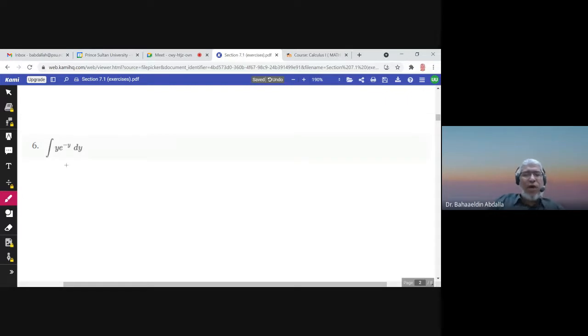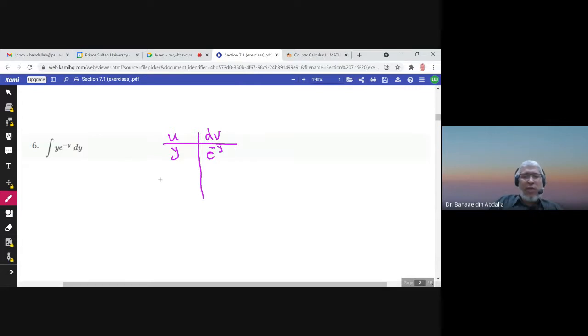Now I have y times e to the power negative y. There is a method we learned to give us the integral easier or faster. The function we choose as u is y, and the function we choose as dv here is e to the power negative y times dy.